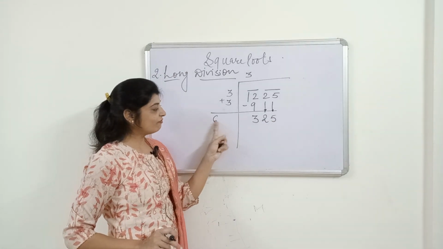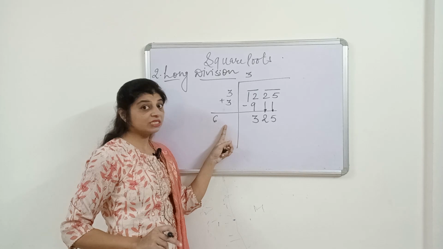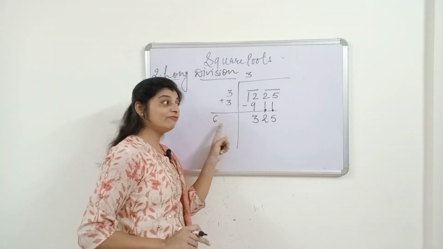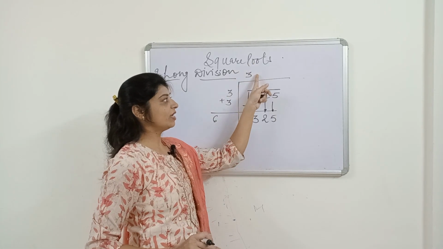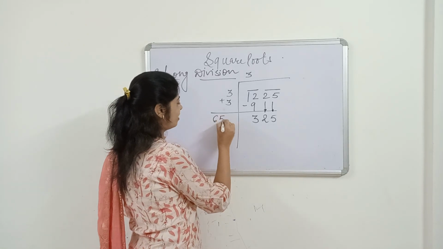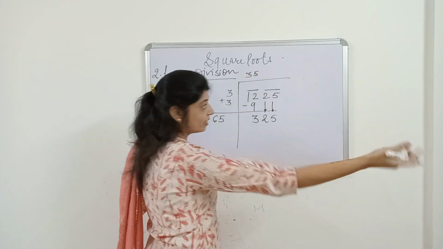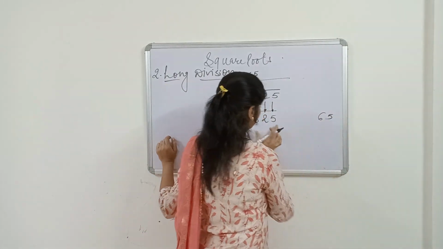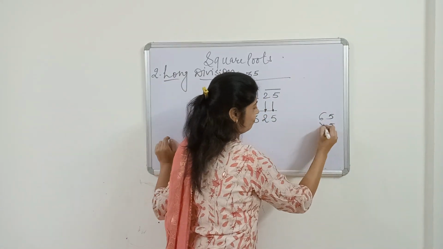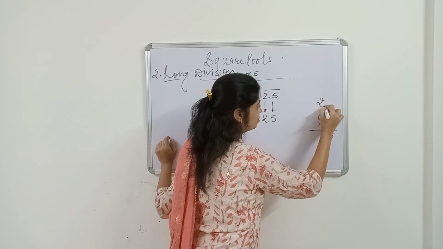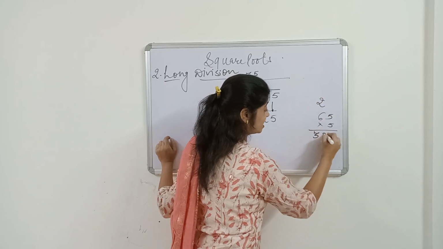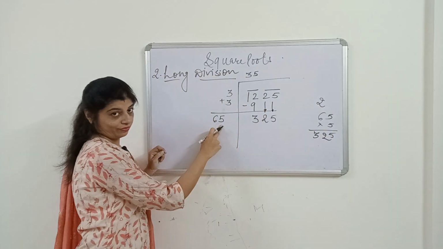So suppose I write here 5 in front of 6. If I write 5, it becomes 65. And the digit which you are writing here, the same digit you have to write here. So suppose I write 5, this also 5. So it means 65 into 5. And check in rough. Does it give you 325 or not? 5 fives are 25 carry 2. 6 fives are 30 plus 2, 32. Yes, it's giving. So fine.